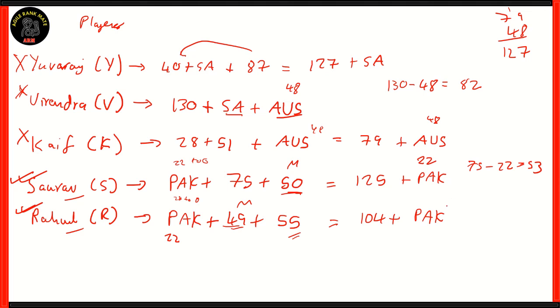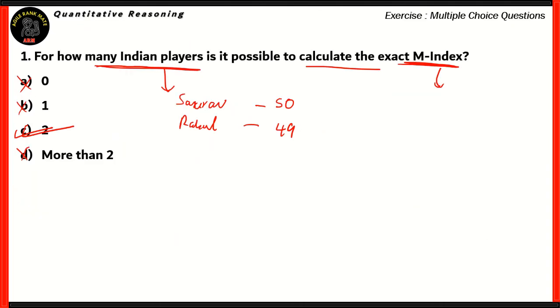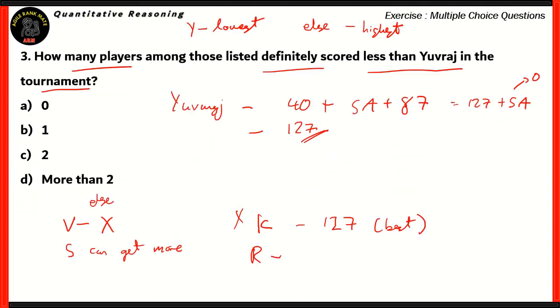Now, let's make the possibility that Rahul scored all the 22 runs against Pakistan. So that means his total score would be 104 plus 22. 4 plus 2 is 6. 0 plus 2 is 2. And we get the 1. So as you can see, the highest ever possible score that Rahul is ever going to get is 126, which is less than 127.